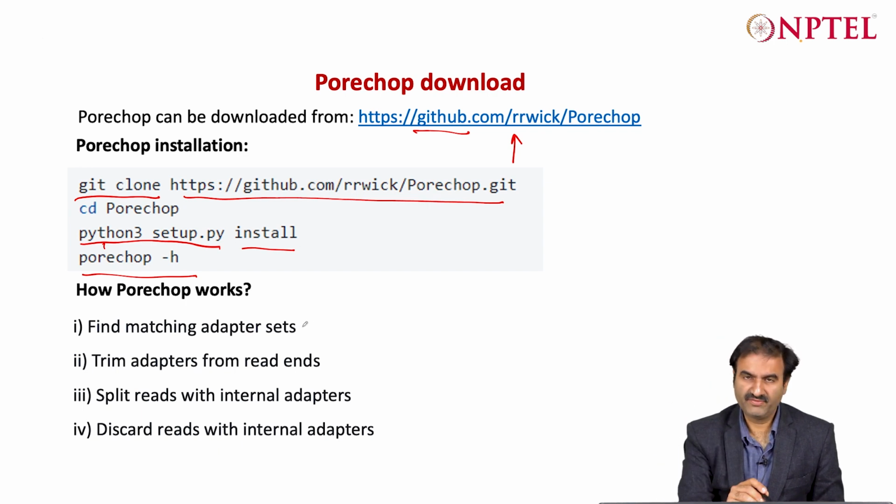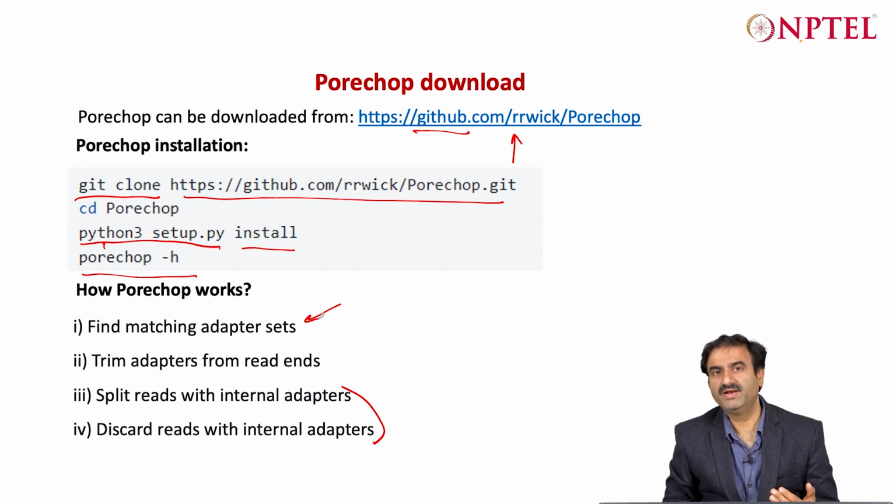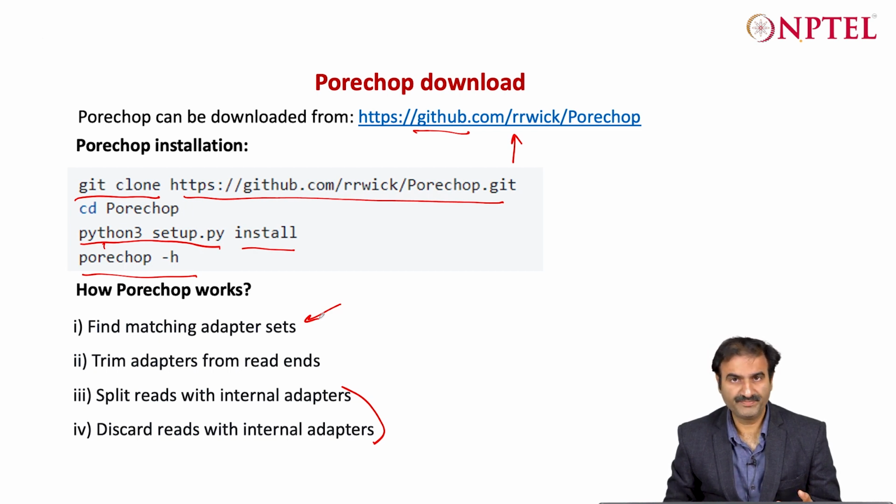Okay, and it will basically do 4 things. Two of these are optional, you can say either of these two or both, right? First of all, it will match with the available adapters in this database, the known adapters that are used with the Nanopore, right?